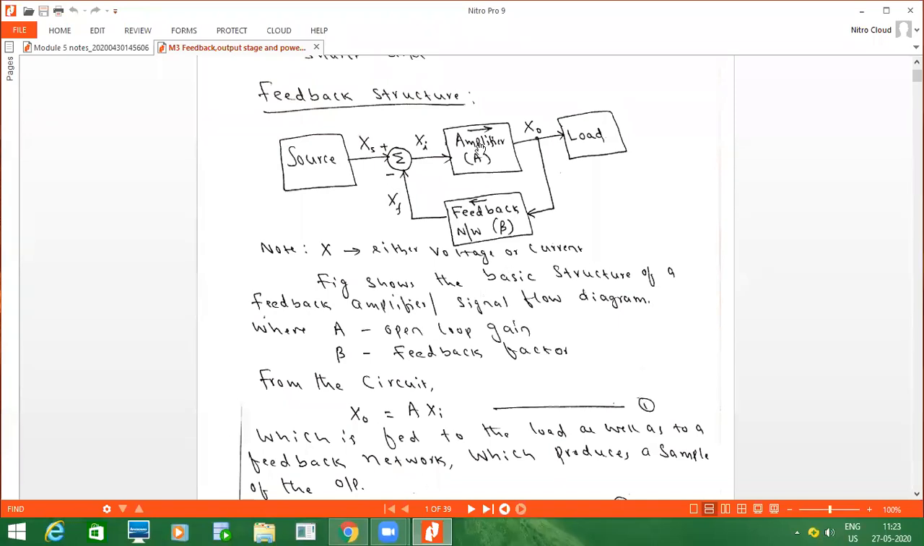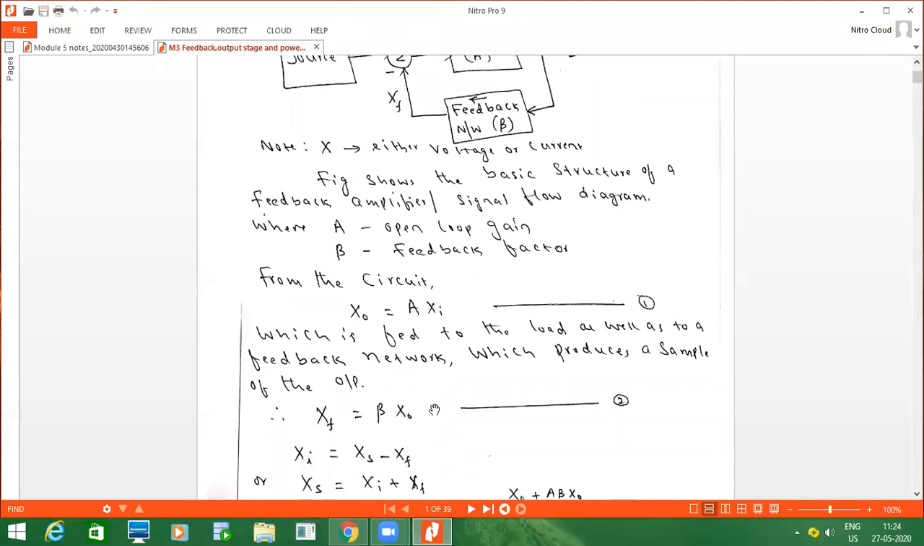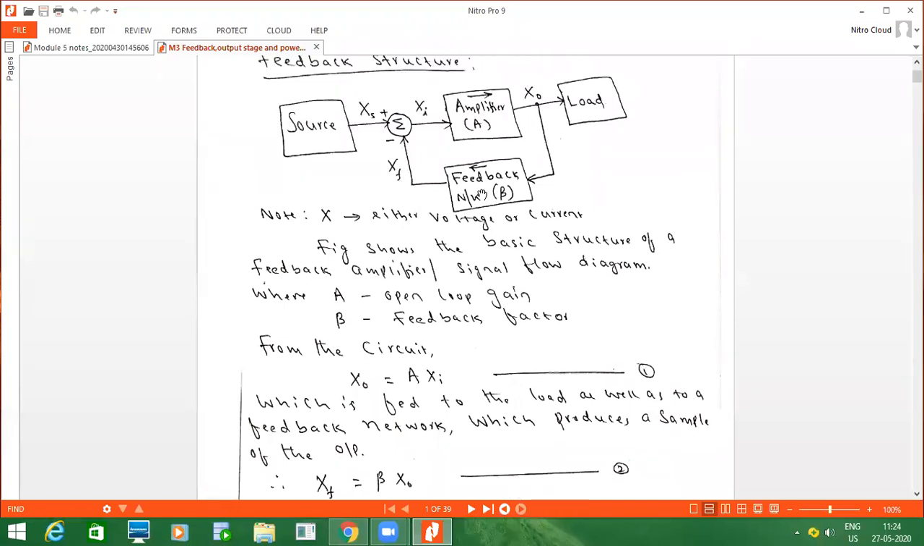Okay, so at the same time, what is the general formula for X naught, the output of the amplifier stage? A into Xi. Exactly, correct. X naught will be equal to A into Xi. At the same time, XF is the output of the feedback network. Part of the output only we are providing as input to the feedback network, right? So the input to the feedback network is X naught. Hence beta will be equal to XF divided by X naught, or XF will be equal to beta times X naught, correct?